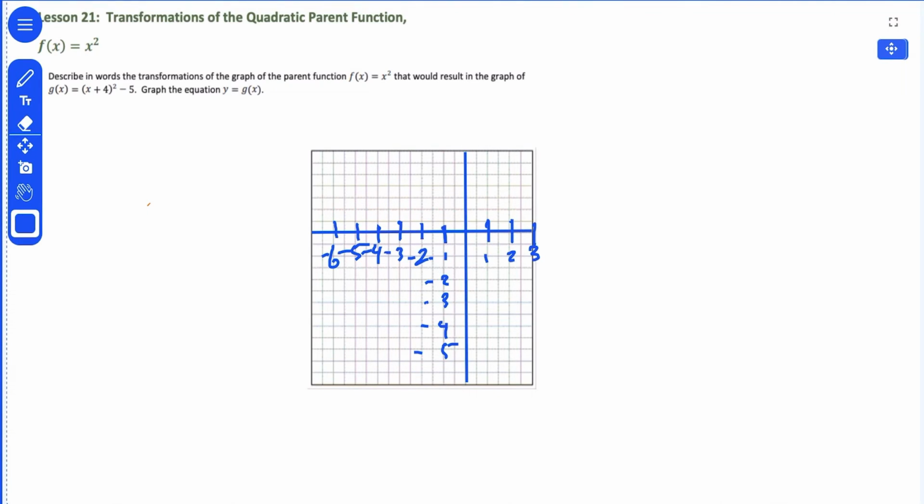Algebra 1, Module 4, Lesson 21, Transformations of the Quadratic Parent Function.